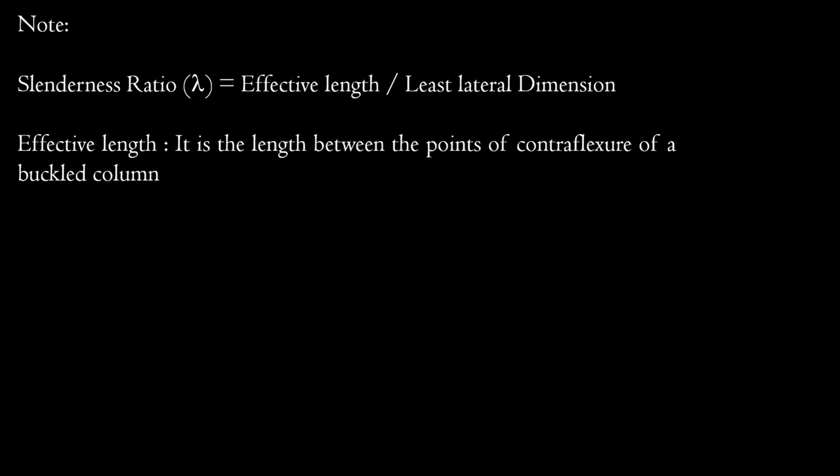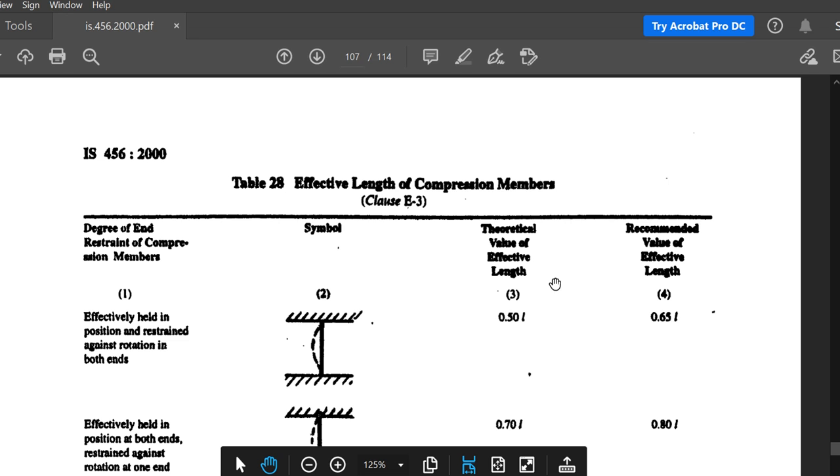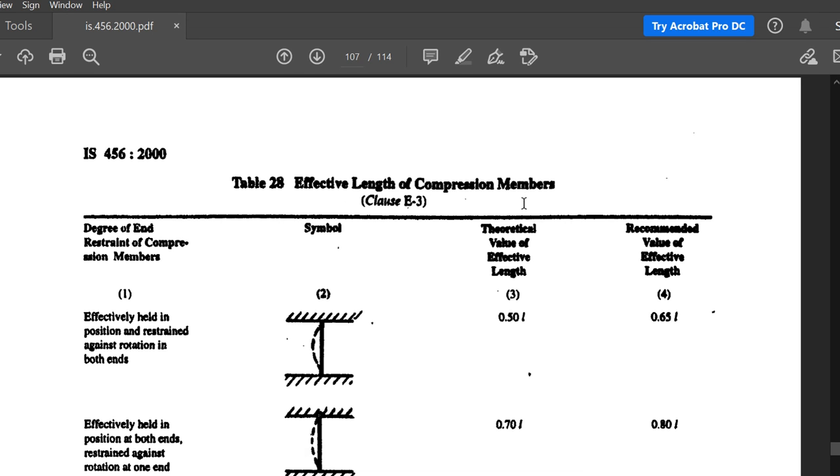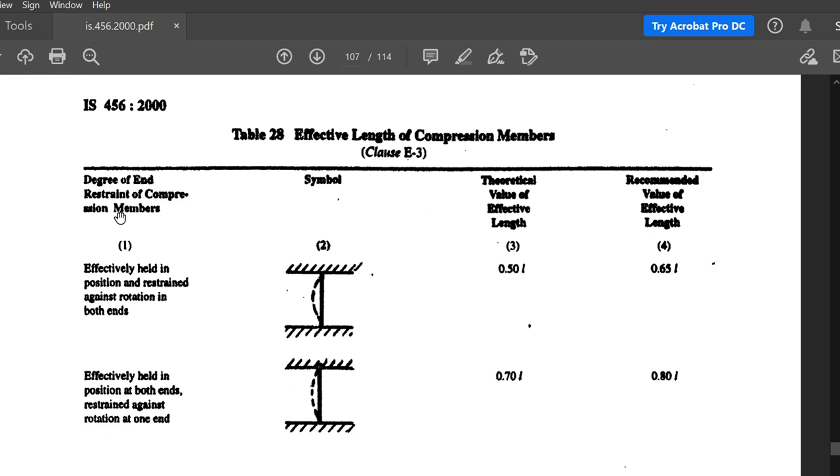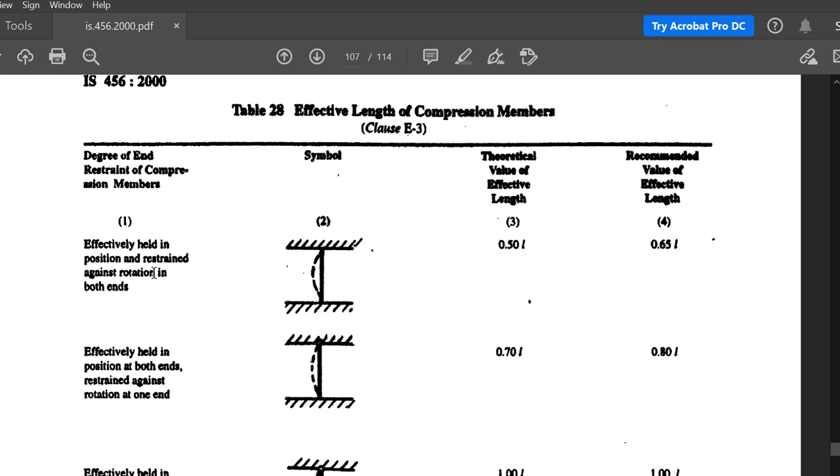And the effective length is given on page number 94 of your IS 456 2000. You can see on page number 94, Table 28, the effective length of a compression member, and the degree of end restraint of compression members. Here, effectively held in position and restrained against rotation at both ends, which means the column is fixed at both the ends. This is one support, this is another support.